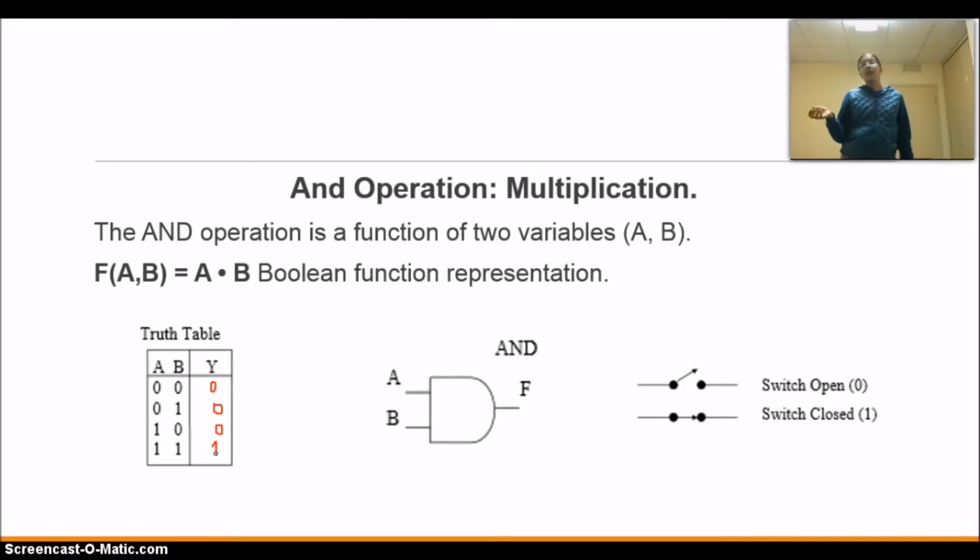Then we have our schematic symbol, where the AND operation is going to be represented like a big D with its inputs and outputs. On the right part, we're going to find how to represent these operations using switches. If we have a 0, it means that our switch is going to be open, and if we have the number 1, it means that our switch is closed.